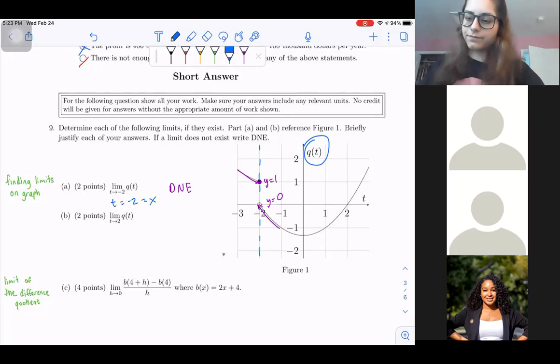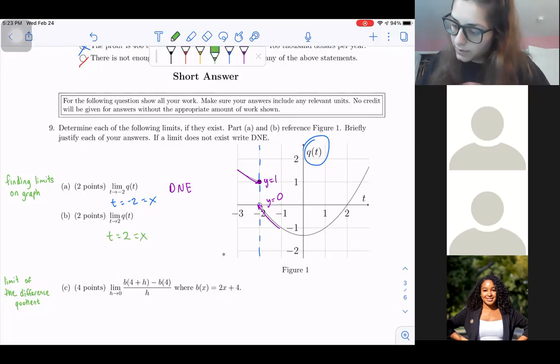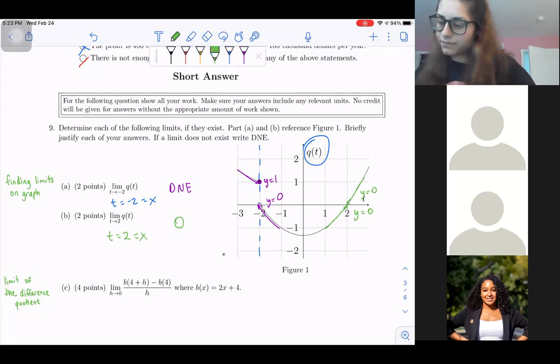For the other one, at t equals 2, we come in from the left side, we get y equals 0. We come in from the right side, we get y equals 0. The limit does exist. What is that limit? That limit is 0. So if your arrows are meeting, you're all good to go. Whatever they're meeting at will be your limit. If they are not meeting, something is wrong. The limit does not exist.